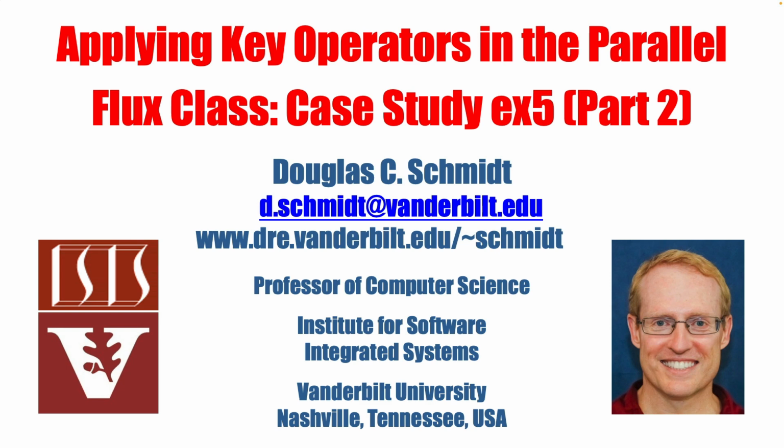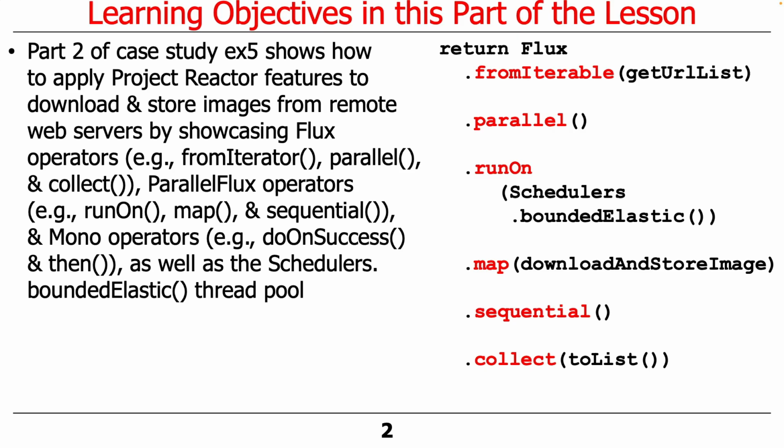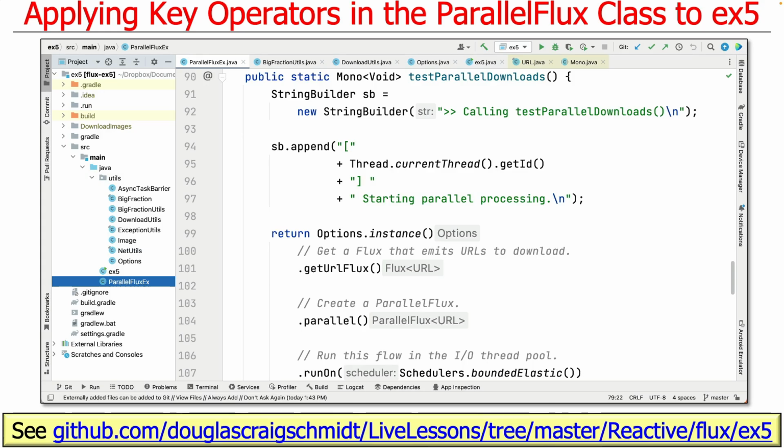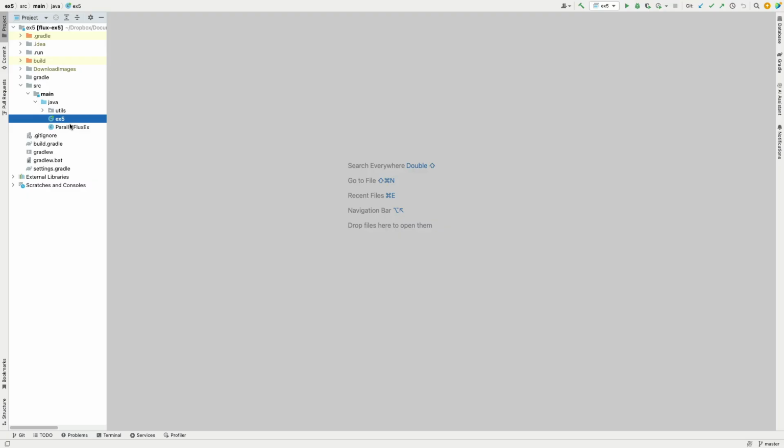Take a look at part 2 of this assignment. This is going to show how to use Project Reactor features, including fluxes and parallel fluxes, to download and store images from remote web servers. So a slightly different variant, basically the same idea in terms of how parallel processing is done. And we can find that also in the ex5 project in my Reactive Flux folder in the Live Lessons GitHub repository. So here we are back in the ex5 project.